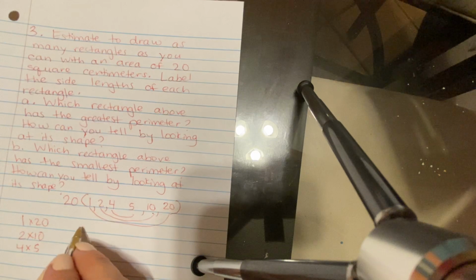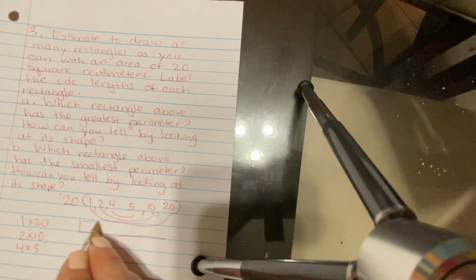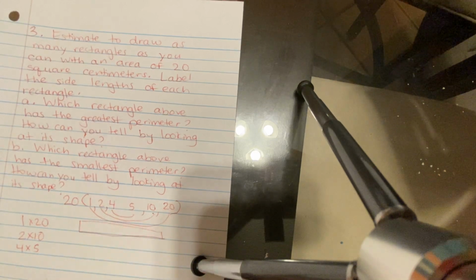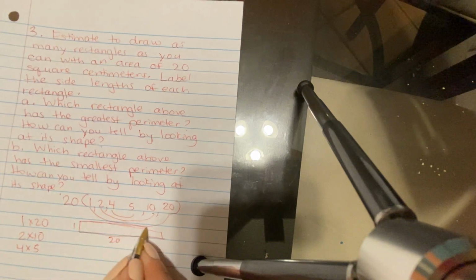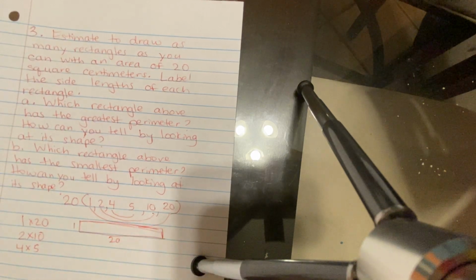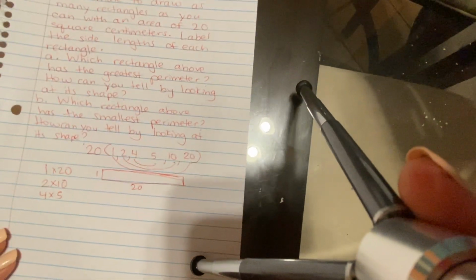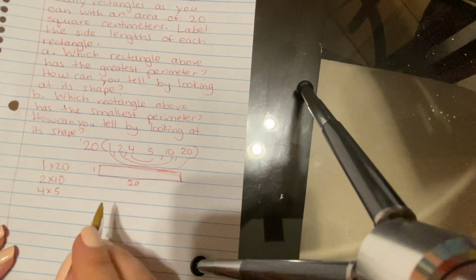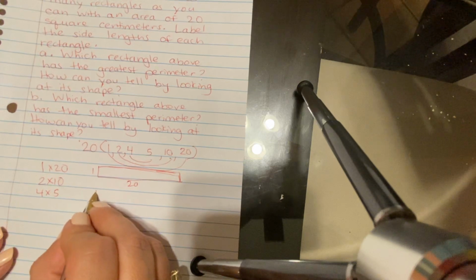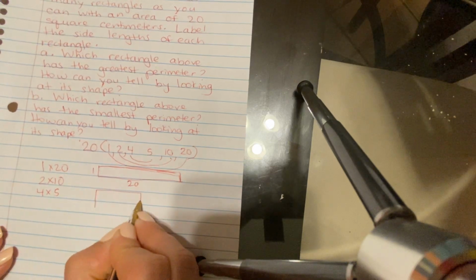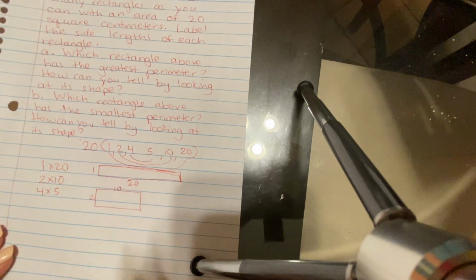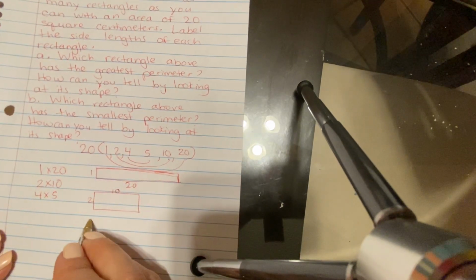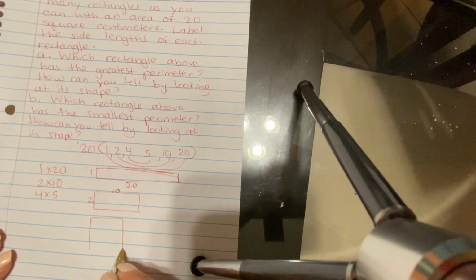Let's draw it out. The 1 and 20 is going to be, and that's looking kind of crazy, I apologize. 1 and 20. I need a pencil, but I don't have my sharpener here. Okay, 2 and 10. It's going to be half the size of 20 because 10 is half of 20. 4 and 5 is going to look almost like a square because it's only off by 1.